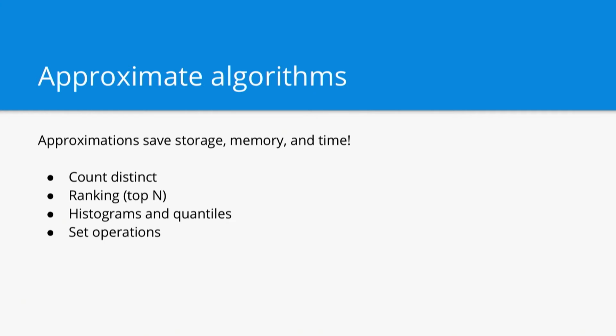We also support approximate ranking. So if you want to know top N, top IP addresses, top users, top publishers, top domains, we support an approximate ranking function that works really well on high cardinality data, and then approximate histograms and quantiles as well.